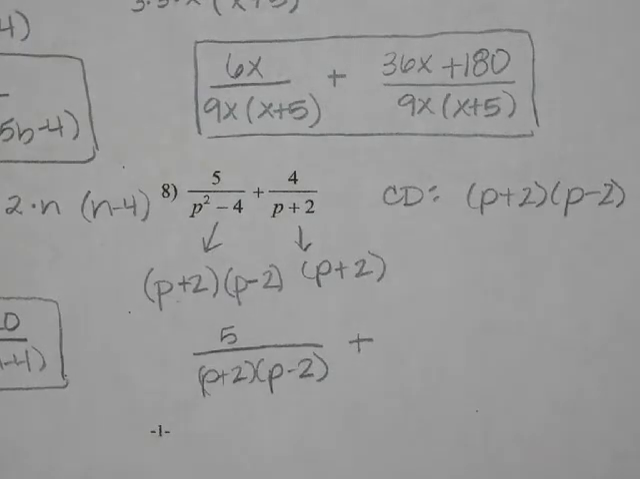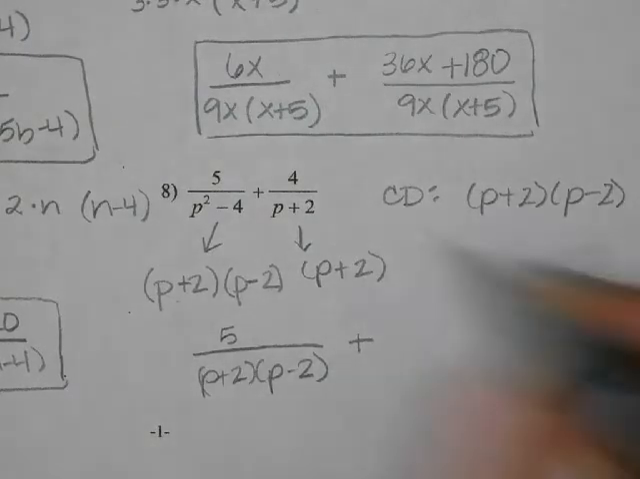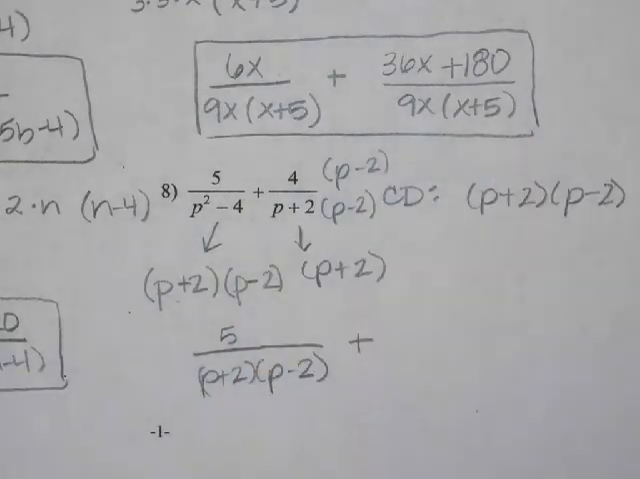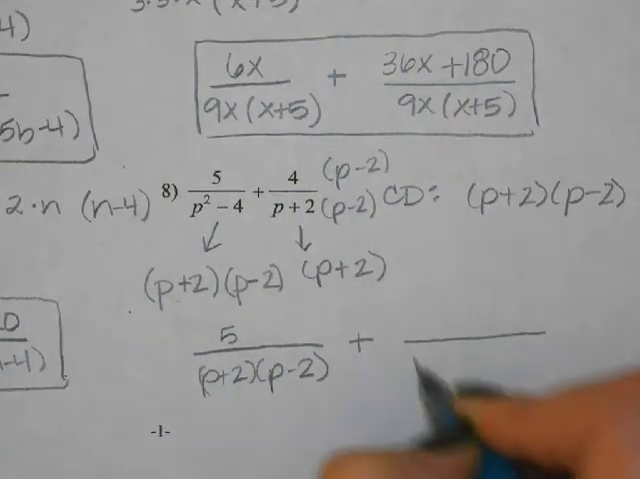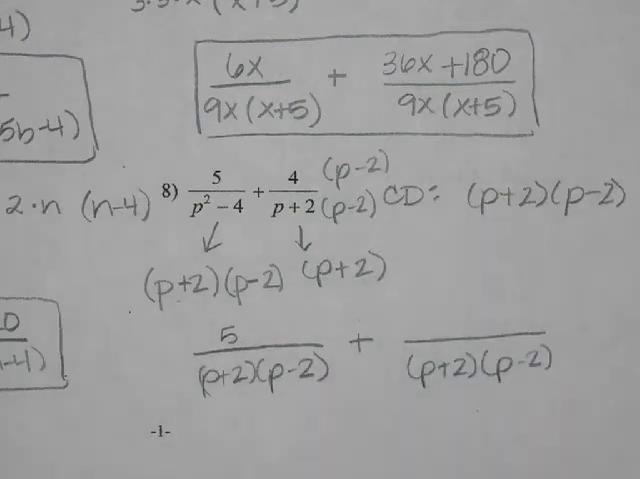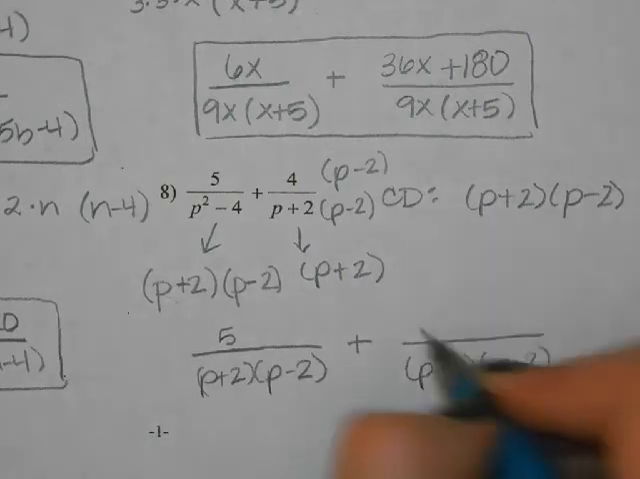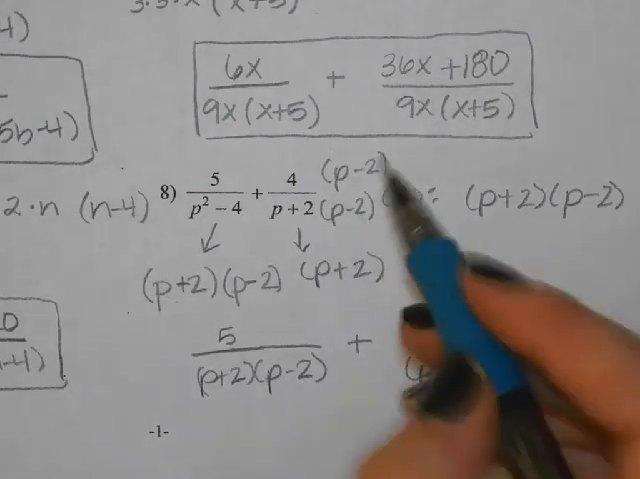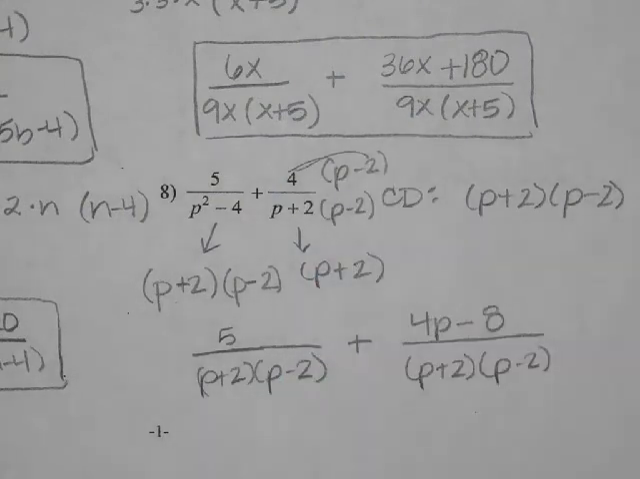So what does the second fraction need? P minus 2. So what's on the top of the second fraction? 4p minus 2. Make sure you distribute the 4 to the 2. Yeah.